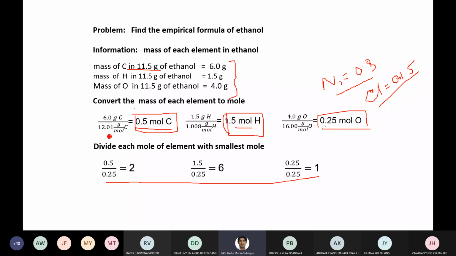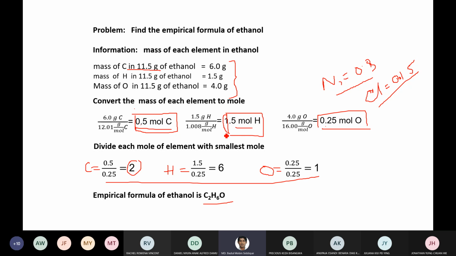So this is how we should find it, and then this is the empirical formula. We found that the 2 is for carbon, this is for hydrogen, and this is for oxygen. So 2 carbons are here, hydrogen 6 and oxygen 1.